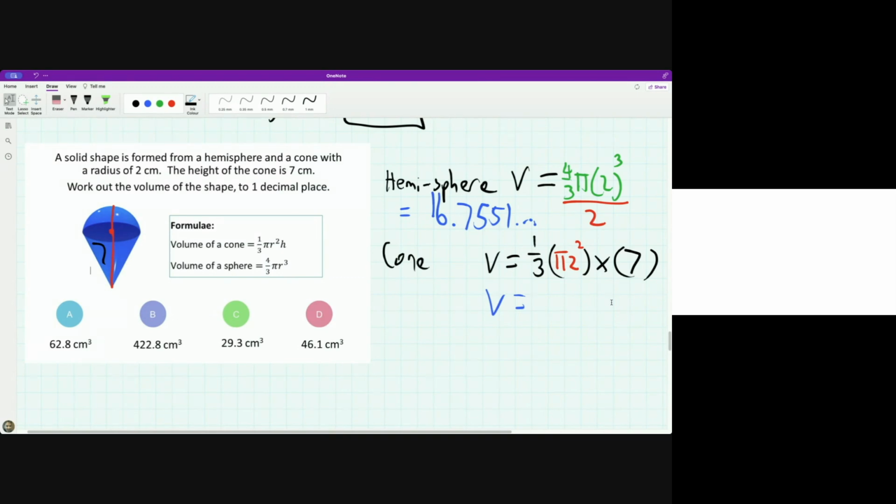So 1/3 times 4 times pi times 7 plus, this is giving us 29.32 and so on. Now 29.32 plus 16.75, 16.7551, I get 46.07 or 46.1, which is D.